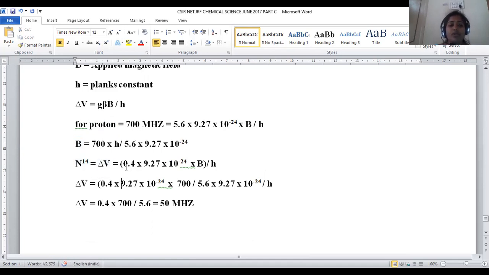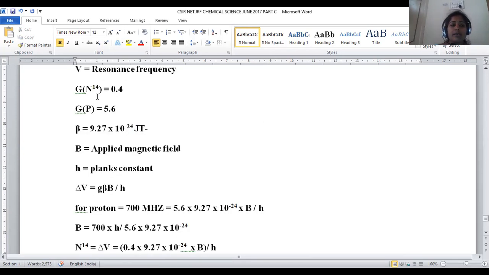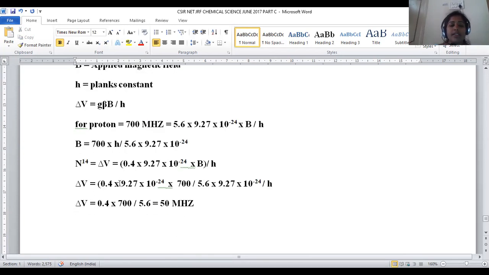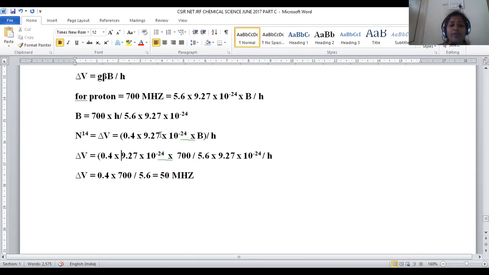For N14, delta nu is equal to the g value for N14, 0.4, into the beta value, 9.27 into 10 to the power minus 24, into B by h. Here the delta nu value is unknown to us. That's why let us take delta nu equal to 0.4 into 9.27 into 10 to the power minus 24 into B by h. Here the B value is known to us. What is the B value? 700 into h by 5.6 into 9.27 into 10 to the power minus 24 is the B value.